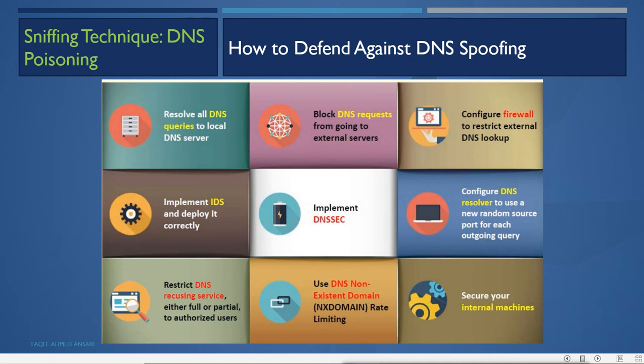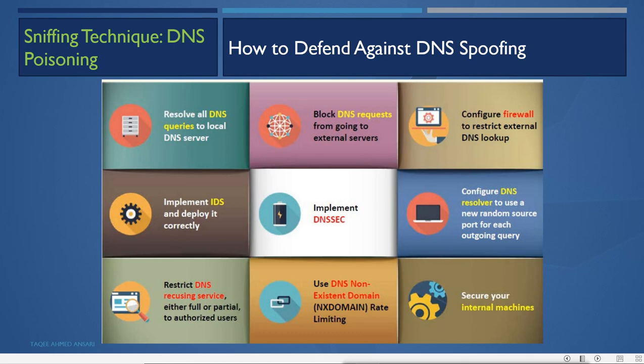How to defend against this DNS spoofing? First, resolve all DNS queries to the local DNS server. Make sure that your queries are not going outside of your local network, because maybe an attacker creates a fake server on the internet and redirects your queries to that DNS server instead of your local DNS server. So you can do this by configuring the firewall so that it will not send any port 53 DNS queries outside of your network. Then block DNS requests from going to external servers.